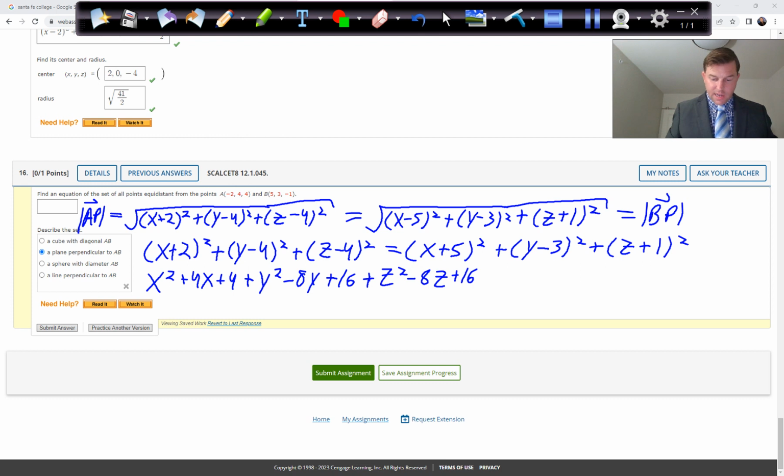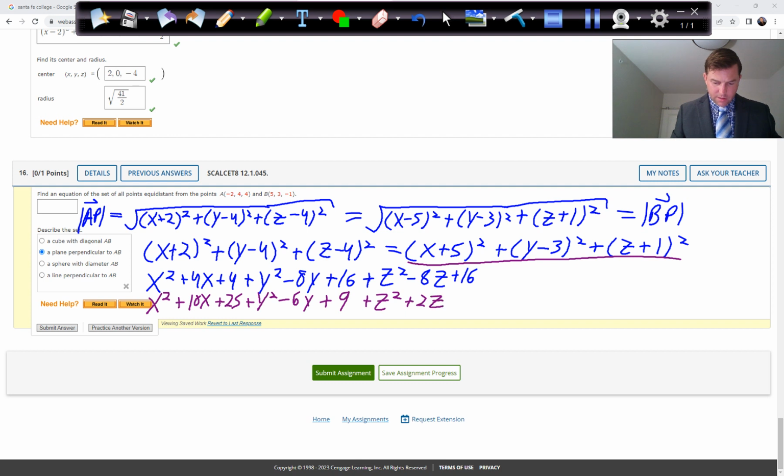The right-hand side, if I FOIL all this stuff, and I'm going to write it below this other one, you'll see why. This equals x squared plus 10x plus 25 plus y squared minus 6y plus 9 plus z squared plus 2z plus 1. Now, because these are on opposite ends of the equal sign, this is really a big subtraction problem.